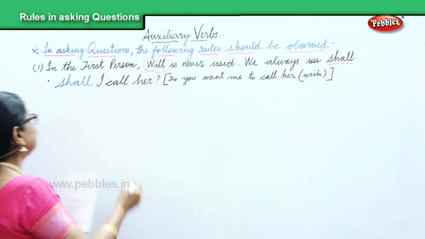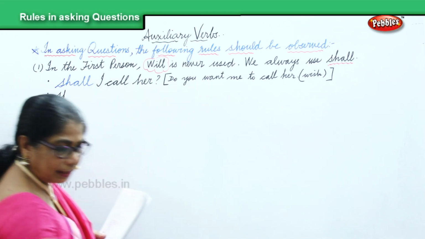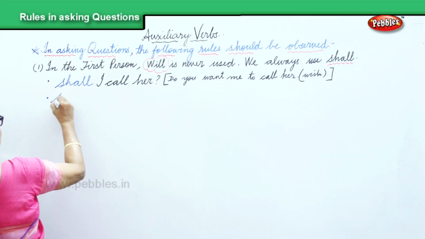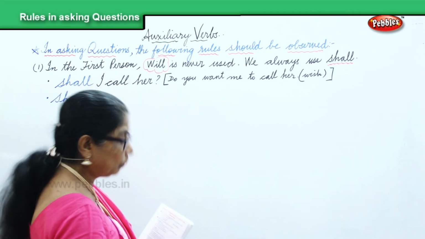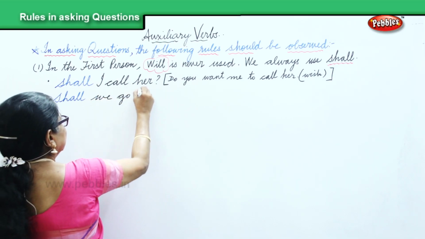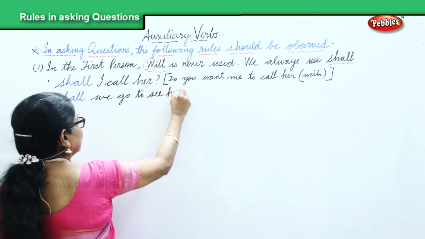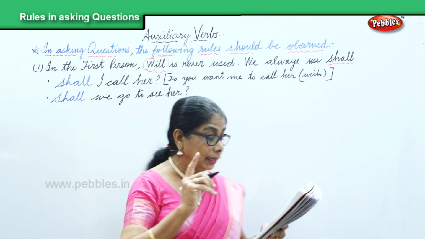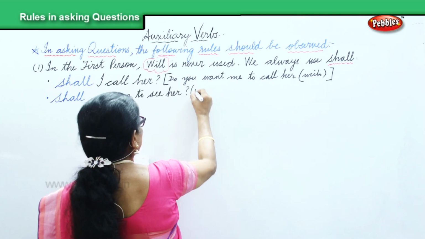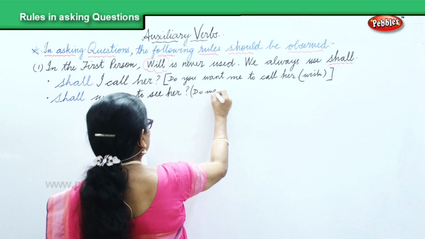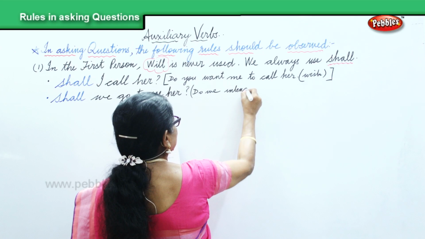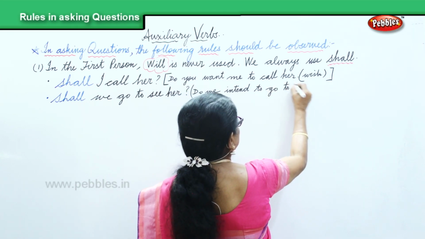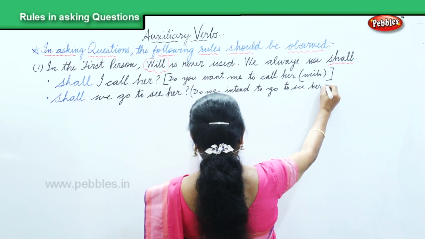Shall we go to see her? Shall we go to see her? And here, what we mean is, shall we go to see her? Do you intend to go and see her? We are talking about intention. Do we intend to go to see her? So we are talking about intention.